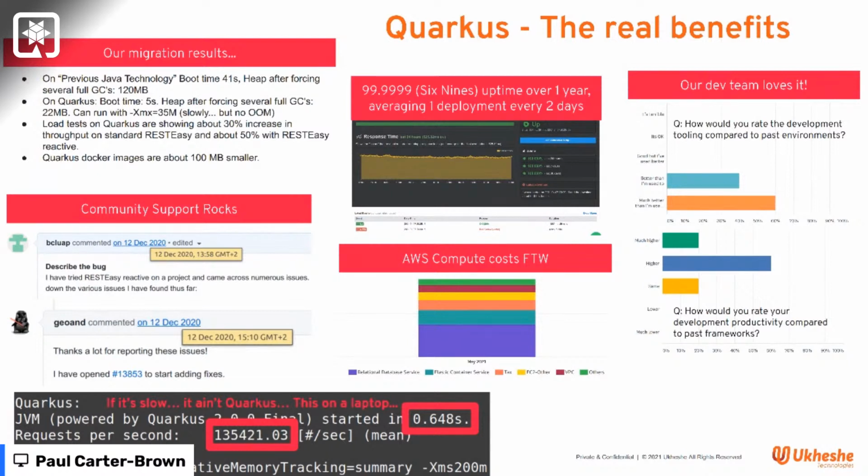Very nice. Around performance, this is a simple ping test we were doing, a simple end-to-end REST call, on my laptop right now: 135,000 requests per second. So it's decent. Like I say, if it's slow, it's not Quarkus, it's your code. Its performance is pretty impressive.